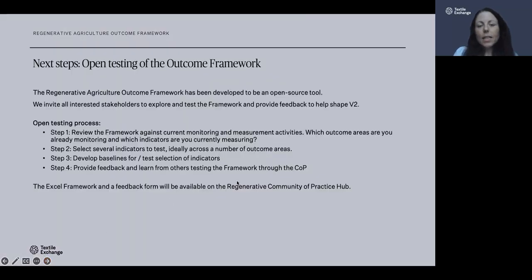So we're taking a parallel approach to the field testing. One of them is open testing. We've developed this to be an open source tool freely available for anyone. So we're also inviting all interested stakeholders to explore and test the framework and to provide feedback to help shape the next version. We'll be making an Excel version of the framework and a feedback form available through the Regenerative Agriculture Community of Practice Hub.